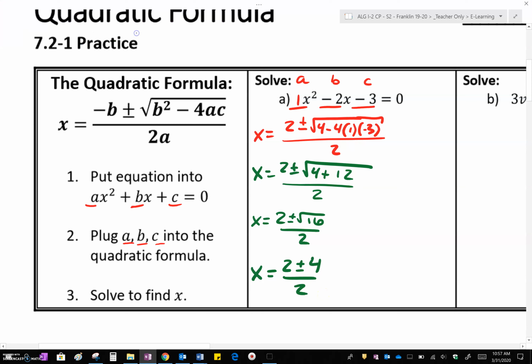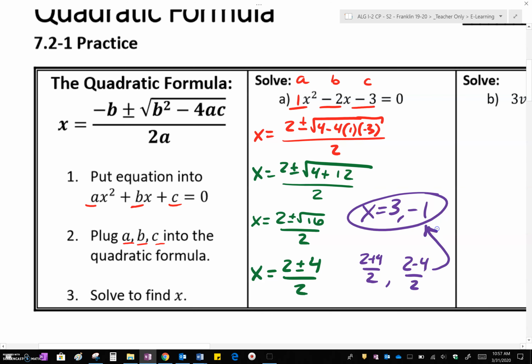Now to find the actual answers, we have to do both of those operations. We have to do 2 plus 4 divided by 2 and 2 minus 4 divided by 2. So 2 plus 4 is 6 over 2. That's 3. And then 2 minus 4, which is negative 2, over 2, that's negative 1. There are your 2 answers. So just a reminder, we have to do 2 plus 4 over 2 and 2 minus 4 over 2 to get those 2 numbers. But not too bad. Ends up with 3 and negative 1.